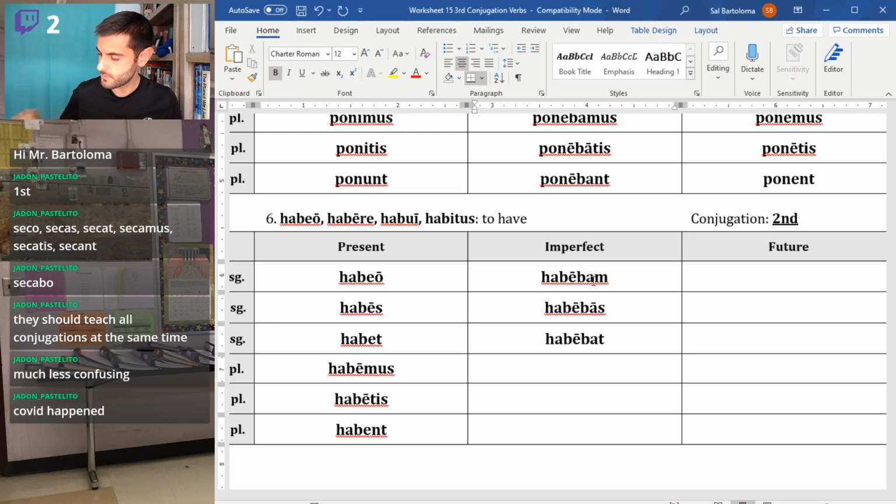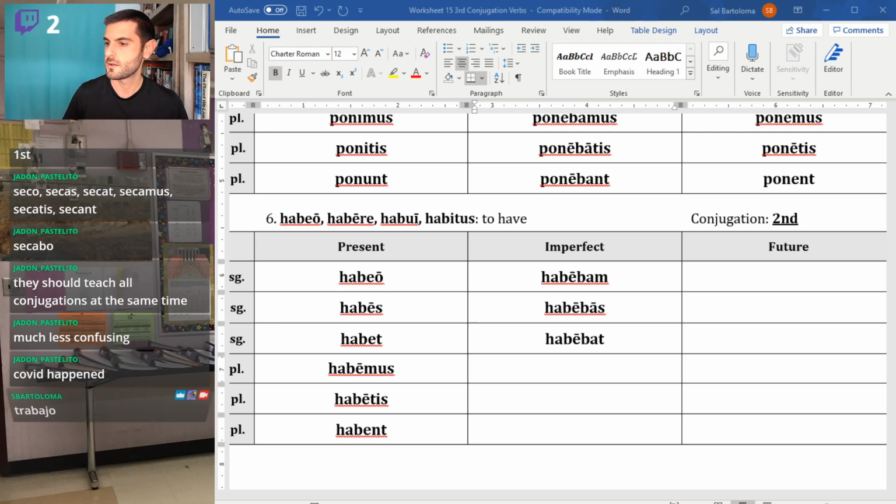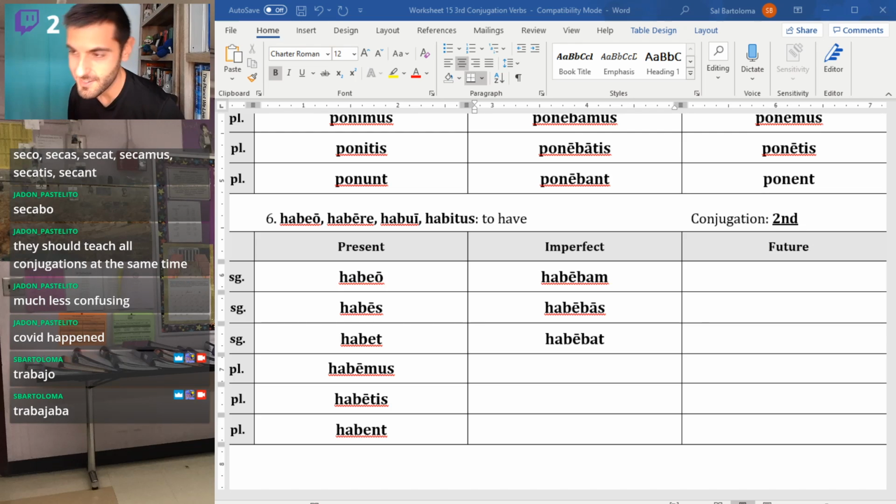One of the verbs I remember most in Spanish, because I took Spanish in high school, was trabajo. Trabajo is the verb to work, right? I work. So I was working is trabajaba. I just remember thinking that was really fun to say. Trabajaba. I just love the fact that it had so many ba, ba. So you can have multiple B's in a verb. That's totally fine. Habebam, habebas, habebat.